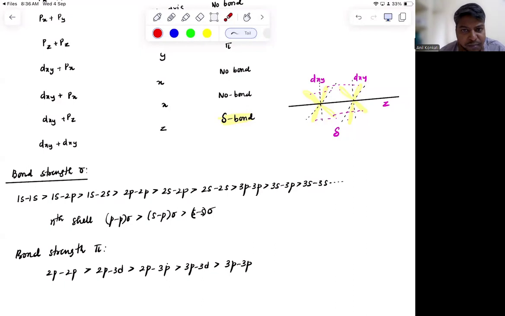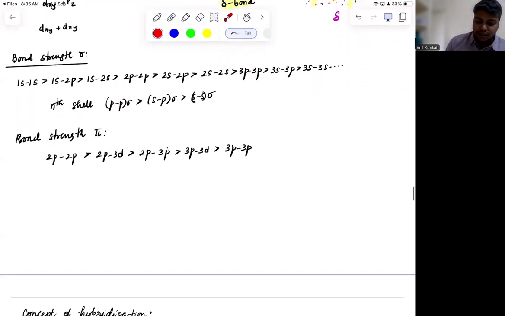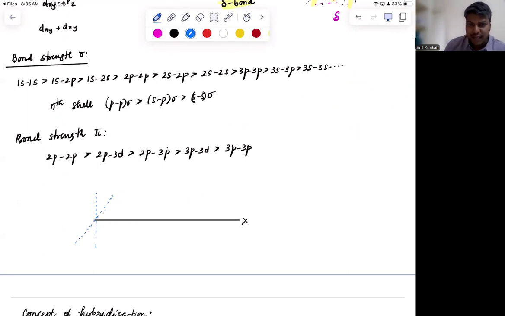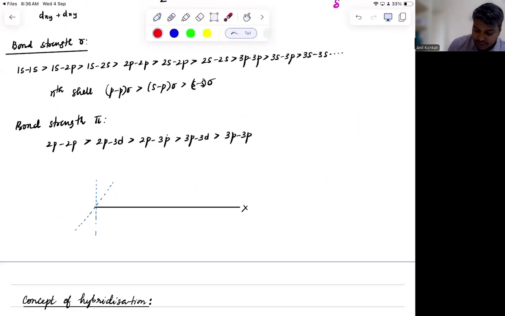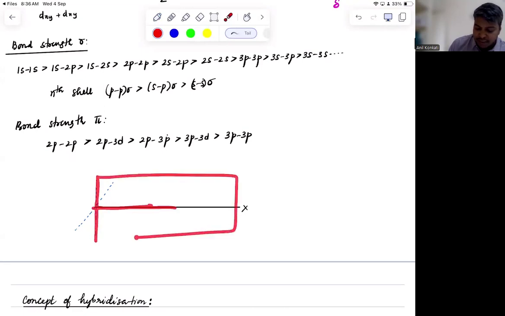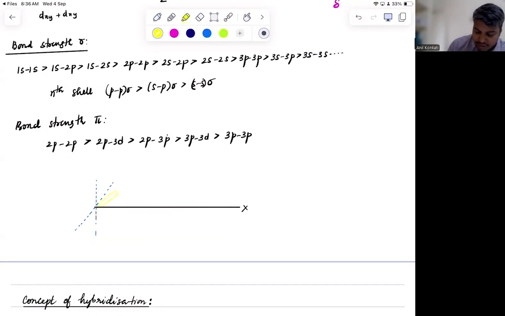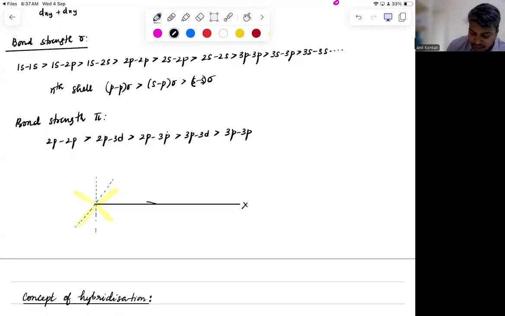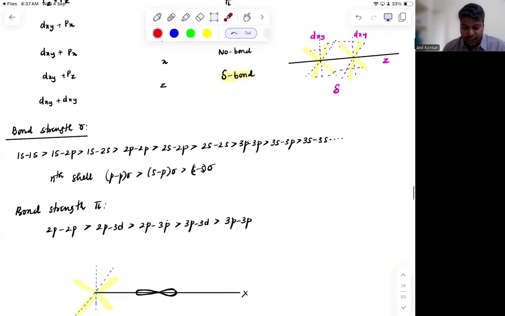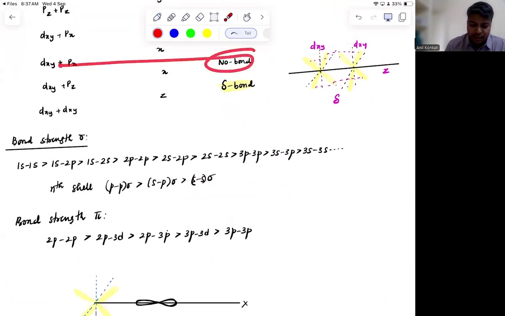Sir, can you explain dxy along x? See, if you take this as x-axis, now we will have y-axis like this and z-axis like this. Where will dxy be lying? dxy means this is the xy plane, and on this xy plane only it will be lying, so it will be like this, and here and here. This is how the orbital will be. Where is px exactly? px is in this direction, like this. Do you think we will have any bonding between these two? No bonding. dxy and px, no bonding. Clear?